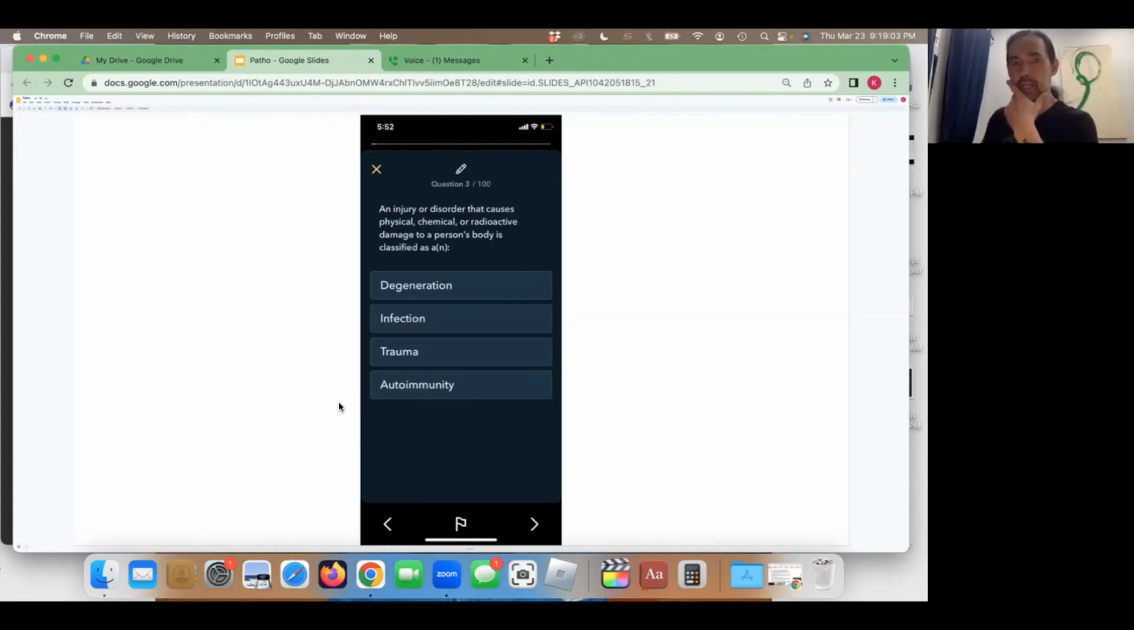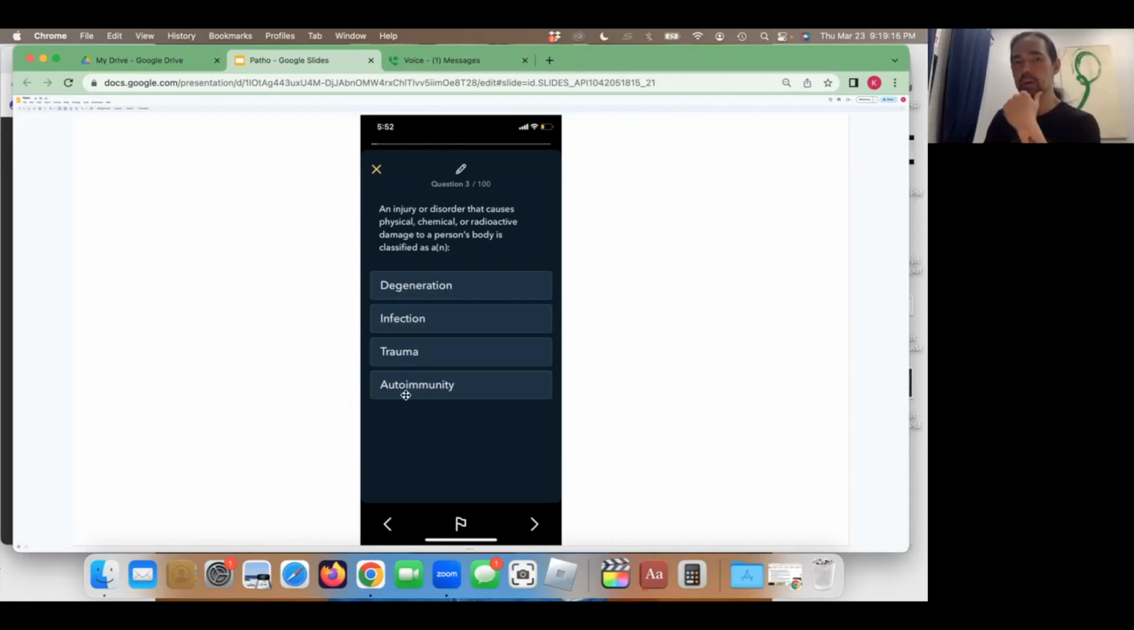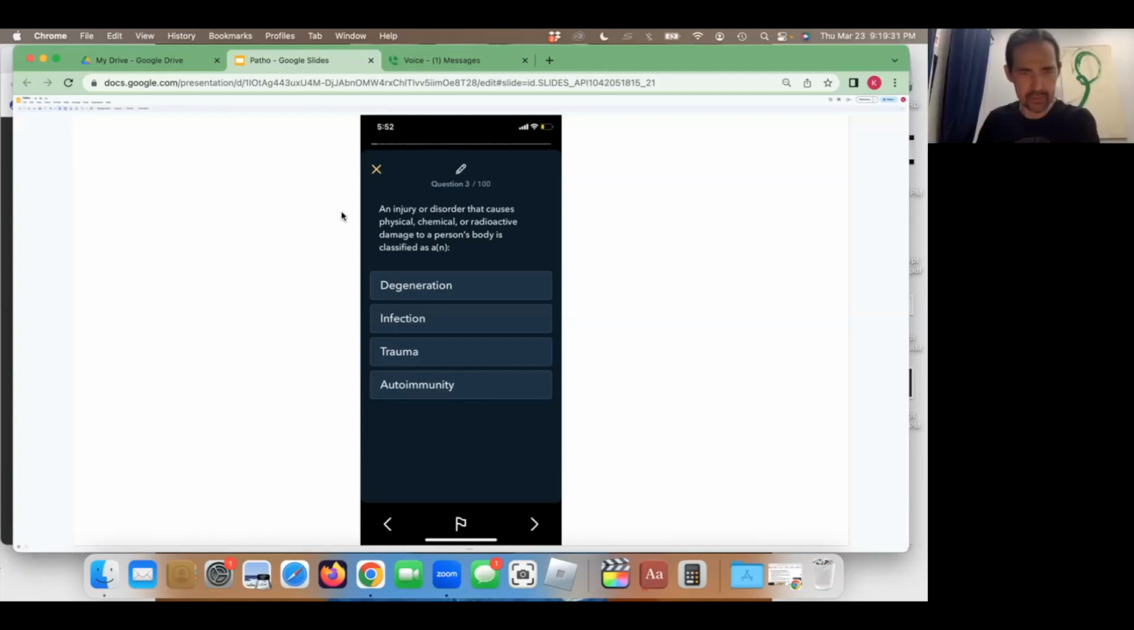Number 3, an injury or disorder that causes physical, chemical, or radioactive damage to a person's body is classified as a degeneration, an infection, a trauma, or an autoimmunity. Autoimmunity, maybe? Yeah, I'm not sure about this one. Let's see. Can autoimmunity be an injury or a disorder? No, that's only a disorder.